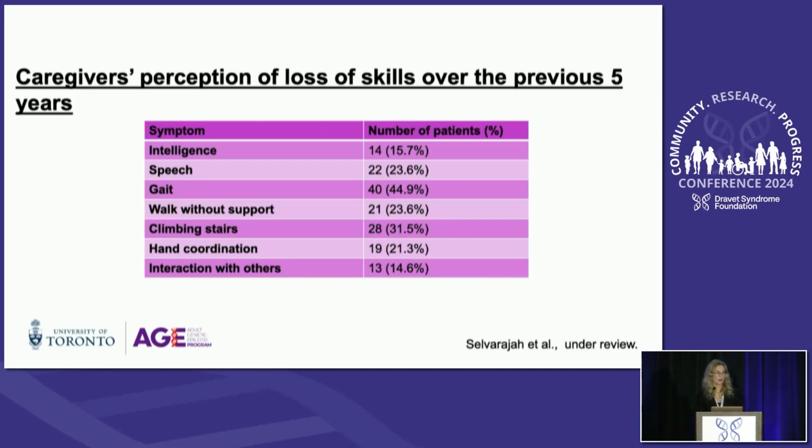And 15% of parents felt that there was a decline in intelligence, 23% in speech, 44.9, so 45%, in gait, 23% in the ability to walk without any support, 31% in the ability to climb stairs, 20% in hand coordination, and 15% in the interaction with others. So this was just the basis so we could explore each one of these things a bit more.